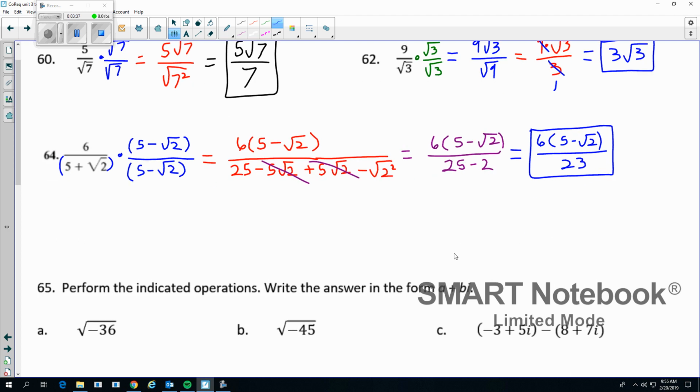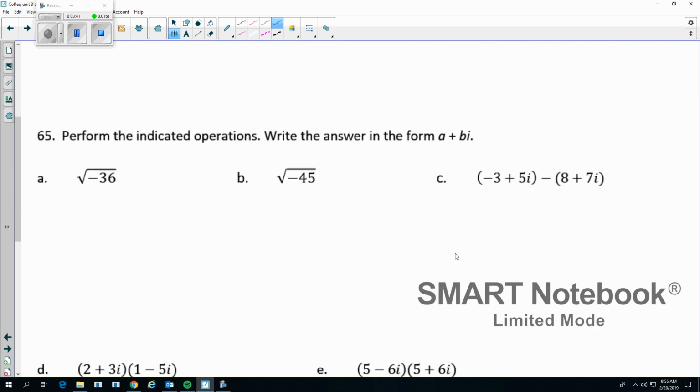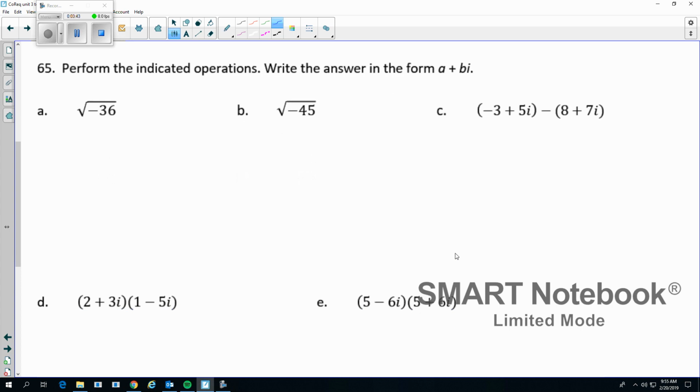So our last part that we're going to look at here is going to be to perform the indicated operations. Write your answer in the form a plus bi, so that's complex form. So you have your real part, then you have the imaginary value second. All right, so these first couple ones really aren't too bad.